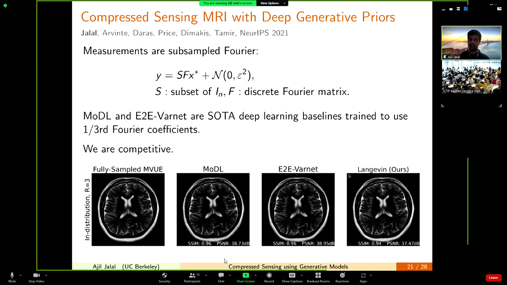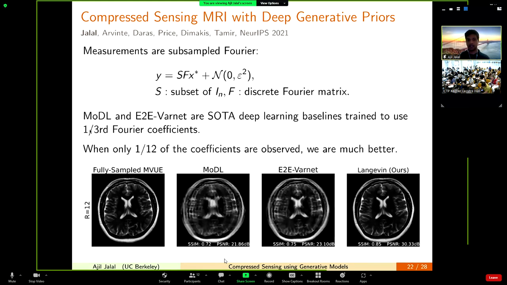And now if you change the measurement process a little bit and you say that, okay, instead of taking 1/3 of the Fourier coefficients, I'm going to take 1/12 of the Fourier coefficients, then these deep learning baselines fail because they have been taught how to use 1/3 of the coefficients and get a good brain scan out, whereas Langevin doesn't care at all. It's been trained only on brain scans. And now if you tell it that, okay, I'm going to give you these 1/12 Fourier coefficients, it just doesn't care. You run the same algorithm again. You just have to change the matrix because now you've gone from 1/3 to 1/12. But as long as you're able to specify that matrix to Langevin Dynamics, it gets reconstructions that are much, much better than these baselines.